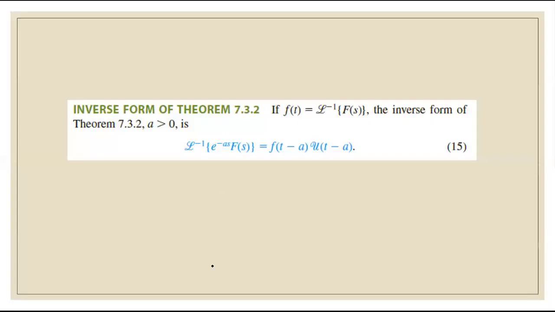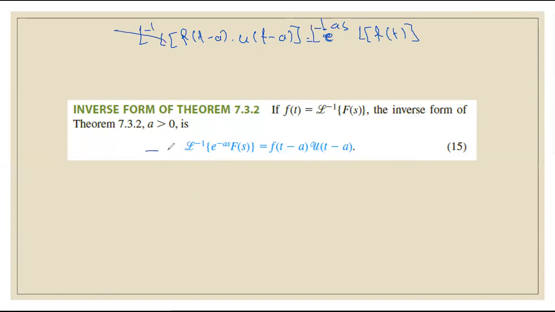Here the inverse of the second shifting theorem. If you remember, I have two formulas. Laplace of f of t minus a times u of t minus a is given in my cheat sheet. I wrote e to the negative as times Laplace transform of f of t, or F capital of s. You are free to take inverse here and inverse here. You will cancel this with this. So you have this formula.